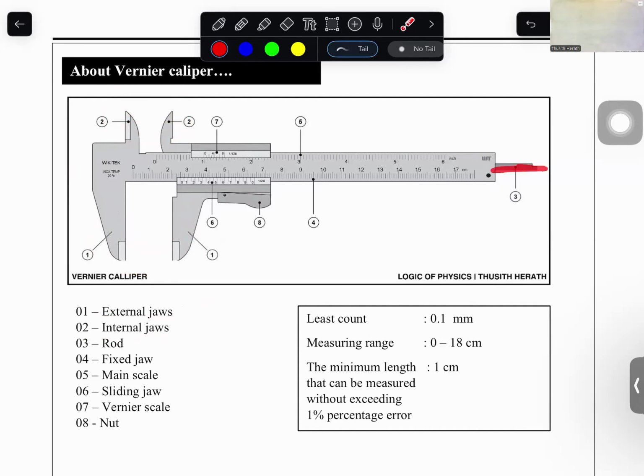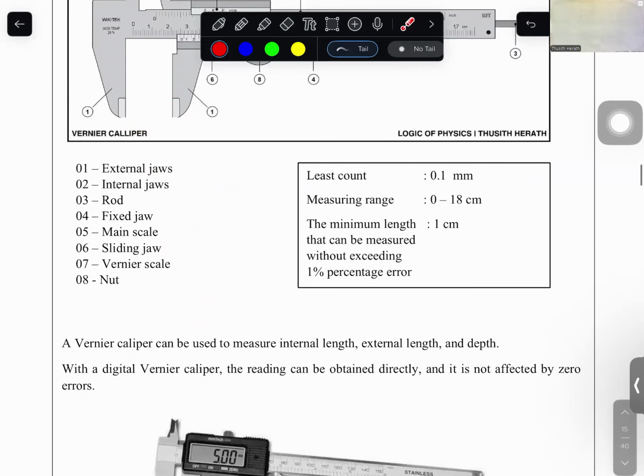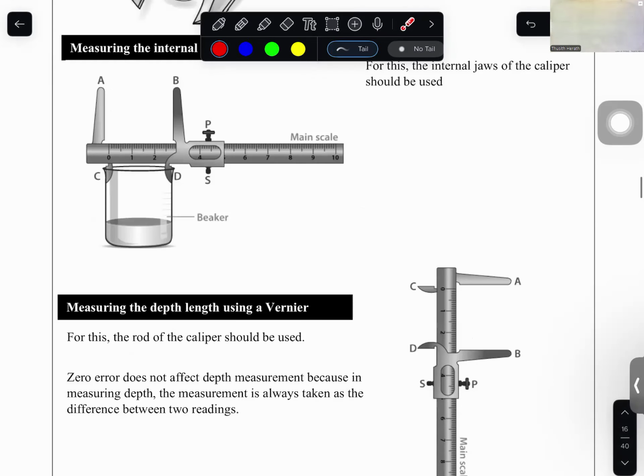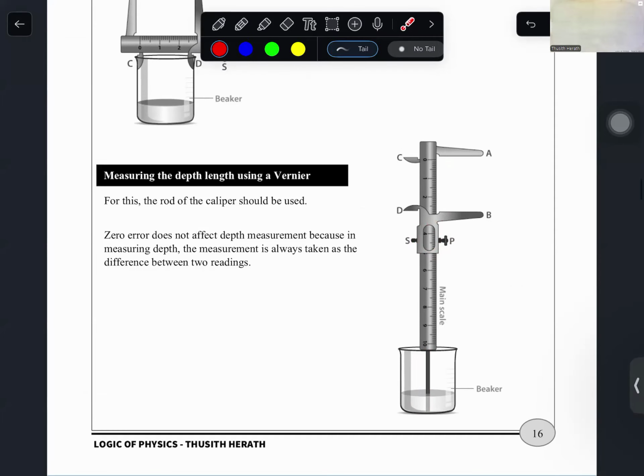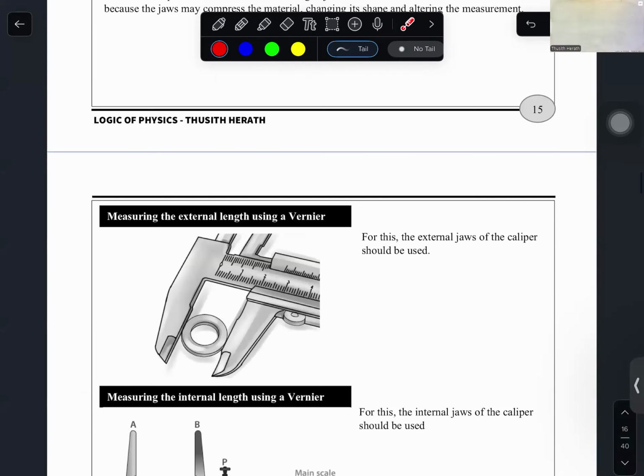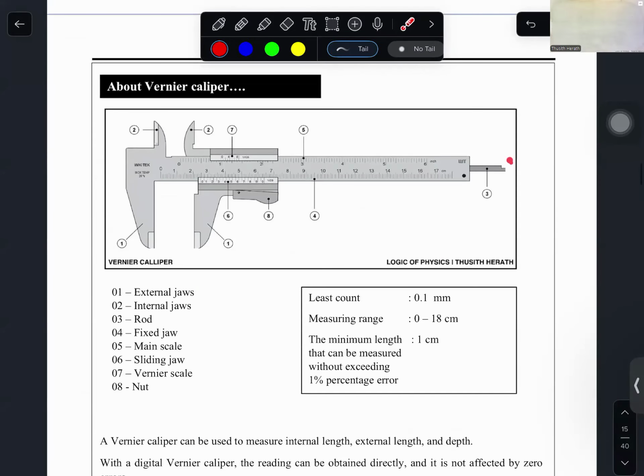And the number 3 is called the rod. Rod is to measure the depth, right? Rod is to measure the depth. Here, you can see how to measure the depth. This amount is measured by this part. Then you can get the reading from here. The value of this depth is shown in the scale, right? So number 3 is the rod.